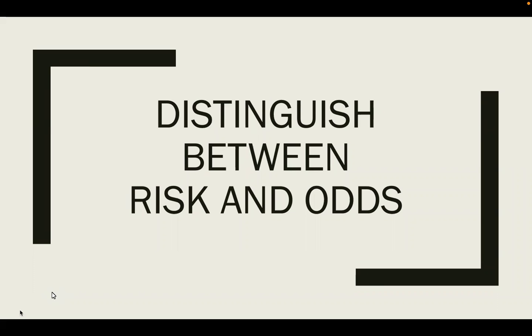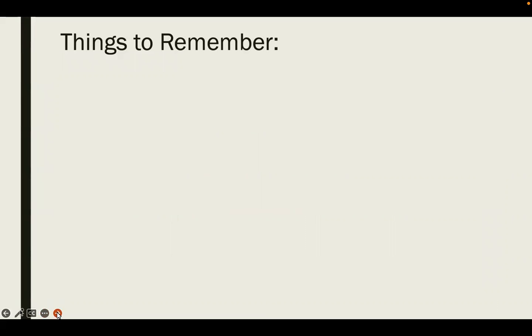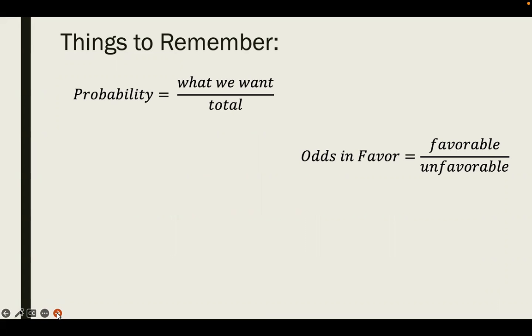Let's distinguish between risk and odds. So first, some things to remember. First, probability is what we want over the total possible things, right? So 3 red pens out of 40 pens total, 3 over 40. Odds in favor of something happening are the number of favorable outcomes over the number of unfavorable outcomes. And risk is the probability of an event over the probability of a different event.